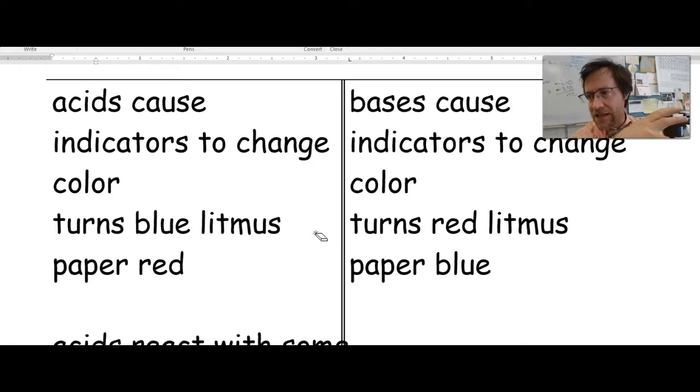And there's this thing that they like to have in academia, and I don't know why. They want you to know all about litmus. Probably because if you have an unknown thing, you take litmus, dip it in. If it turns red, it's an acid. Dip it in. If it's blue, it's a base.